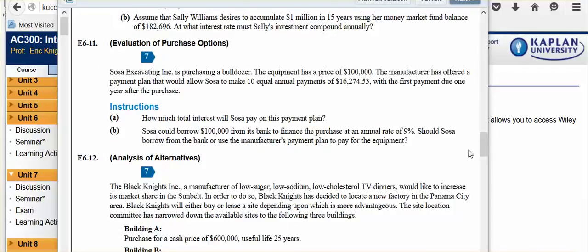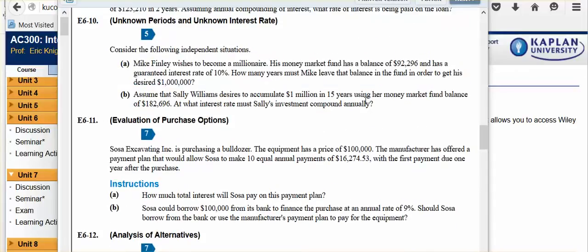Okay, we're going to work on this again, Unit 7 for ACC300, Intermediate 1, exercise 6-11 and 6-12. So let's start with 6-11. Sosa Excavating is purchasing a bulldozer.